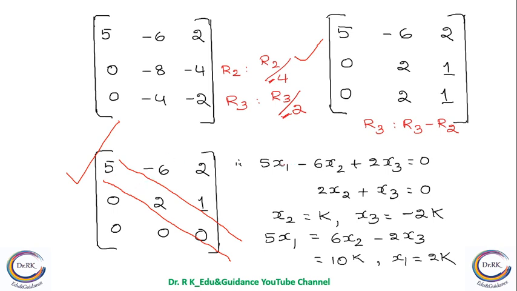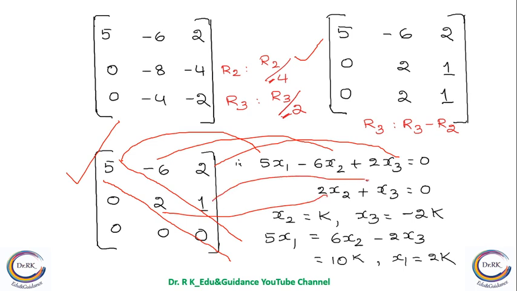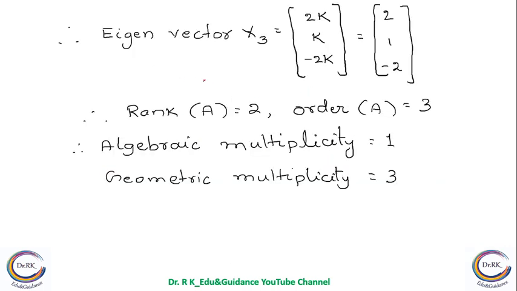Now same process, we have to rewrite the equations from this: 5x1 minus 6x2 plus 2x3. Here no x1, 0x1, so 2x2 plus x3 equal to 0. Same three variables, two equations. Suppose x2 equal to k, then x3 is minus 2k. Substituting here, we got x2 as well as x3, and substituting we get x1. So now we got the third eigenvector as 2k, k, minus 2k. I took k equal to 1 here, then we got the corresponding eigenvector as this.